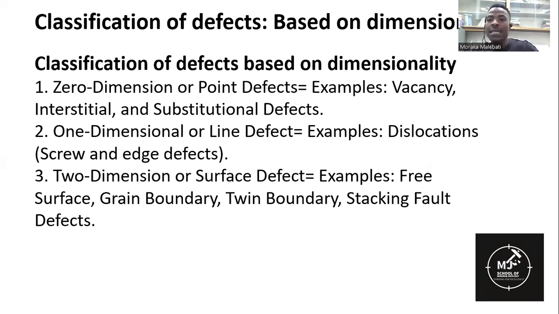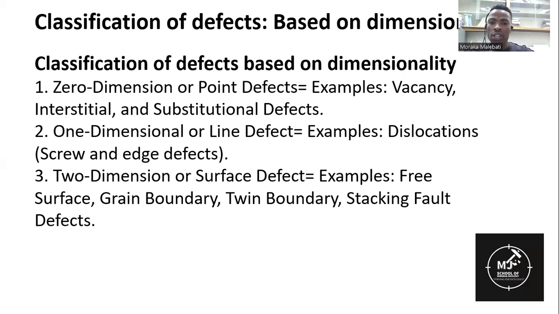the defects, or the crystal defects. This classification is based on dimensionality. If we have got 0 dimension, 1 dimension, or 2 dimension, then in today's video, we're going to talk about and explain the types of defects found within the zero, first, and second dimension.